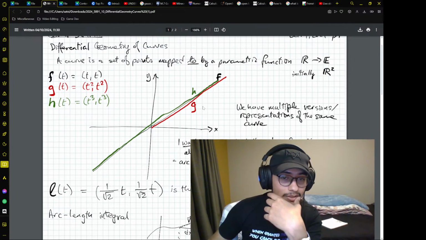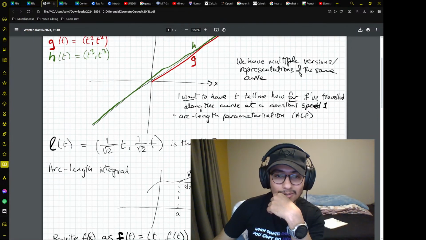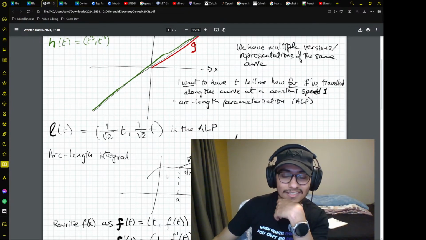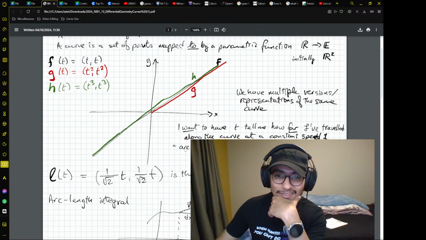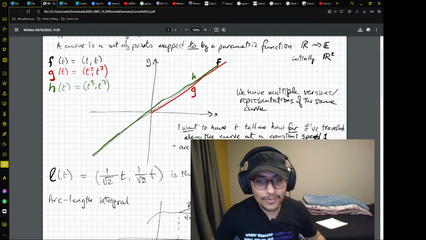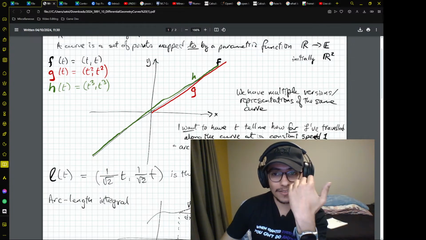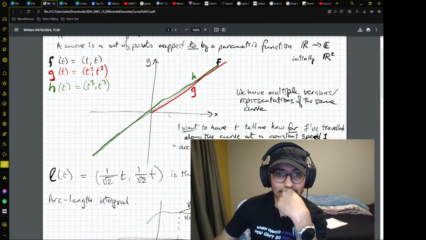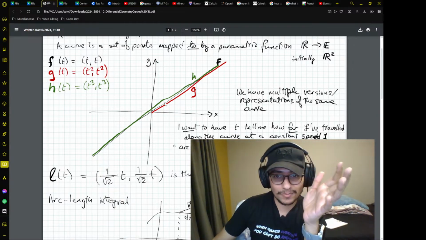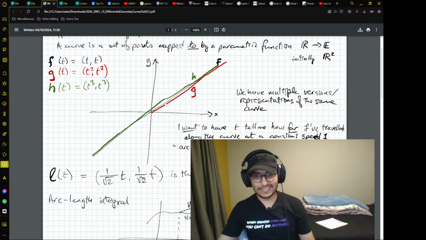So we are going to define arc length. I'll have to tell you what the arc length integral is. We have to find how far we have traveled along this curve with a constant speed 1, and that's basically the arc length parameterization.